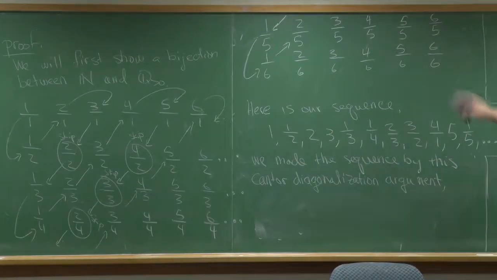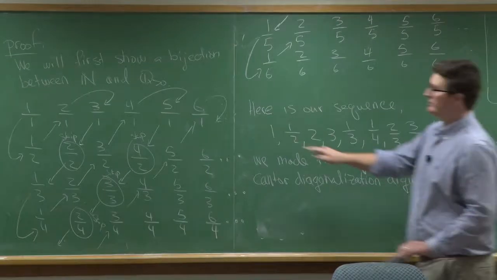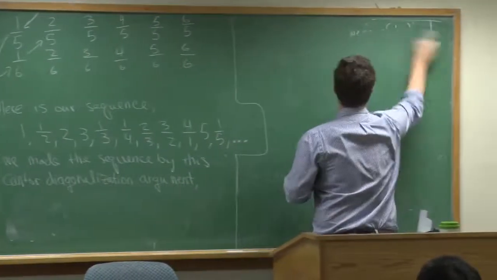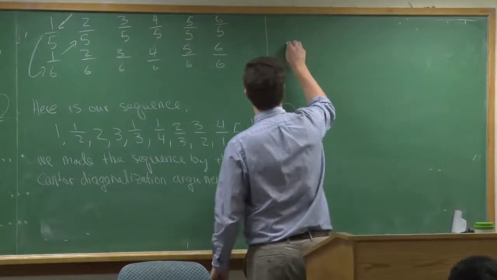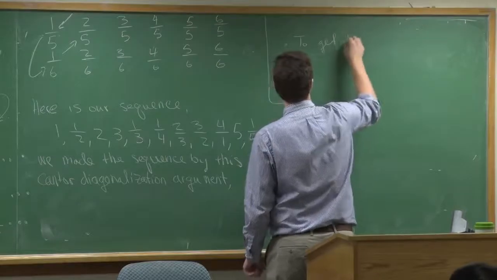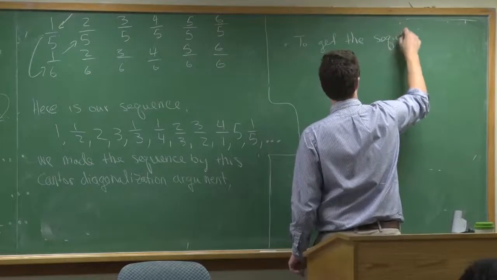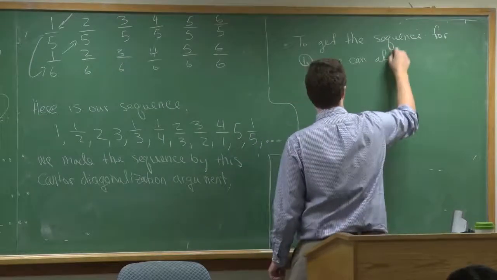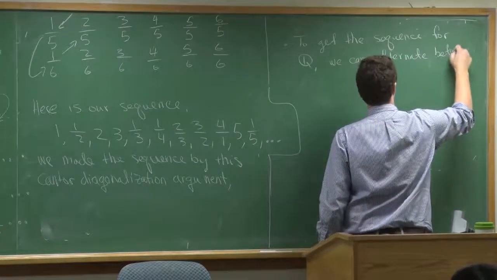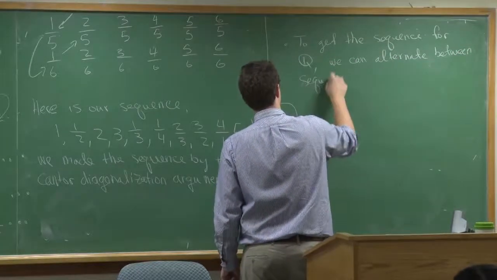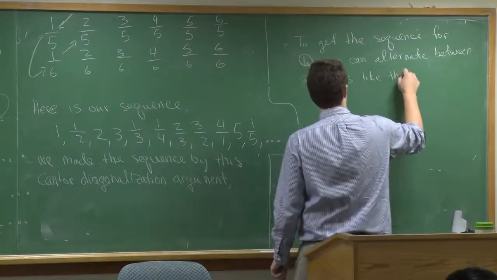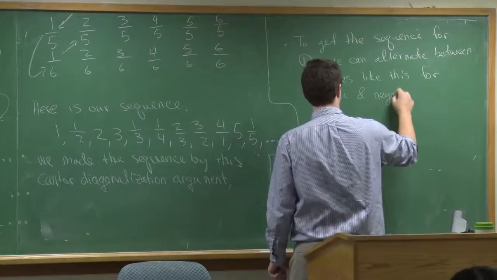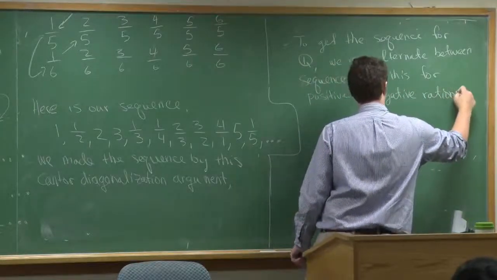So yeah, this is the argument here. So this shows this bijection, okay? And so to finish, so let's see. We're skipping all the circled things, right? So to finish, the sequence for Q, we can just alternate between sequences like this for positive and negative, like we did for Z, right?